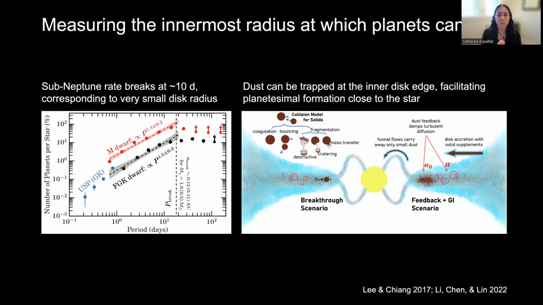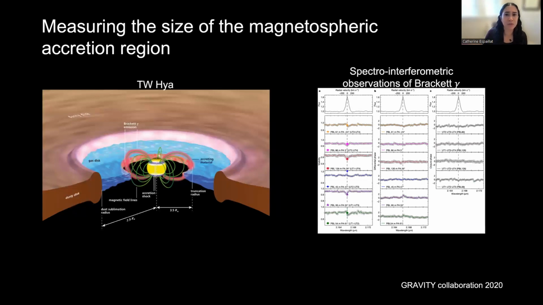As you saw in the previous schematic that I showed, we usually think that the innermost gas rim is separate from the innermost dust rim, but we can observationally try to look and see if they overlap in some cases. And that's active work that's happening in my research group.